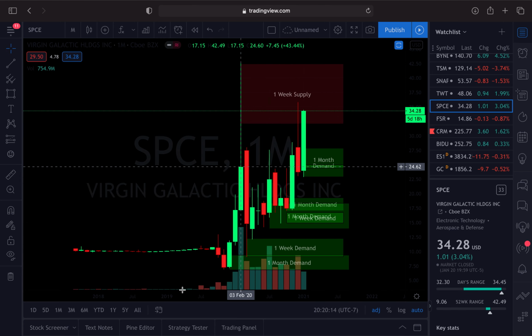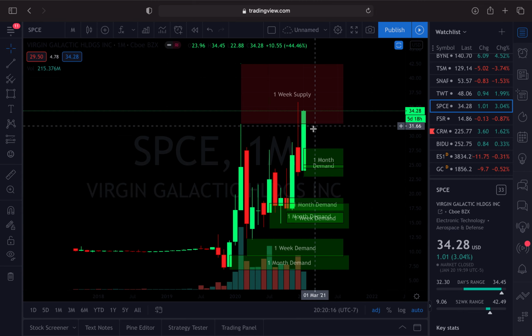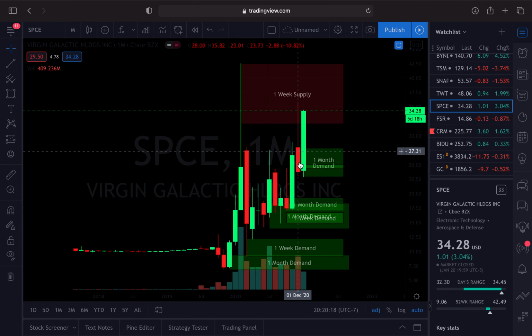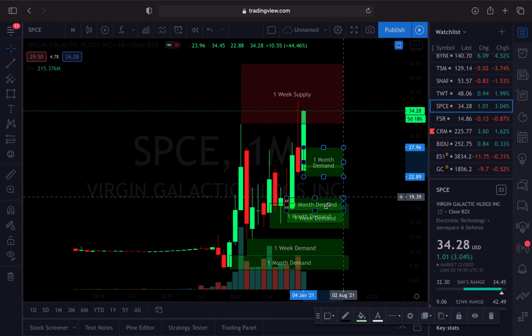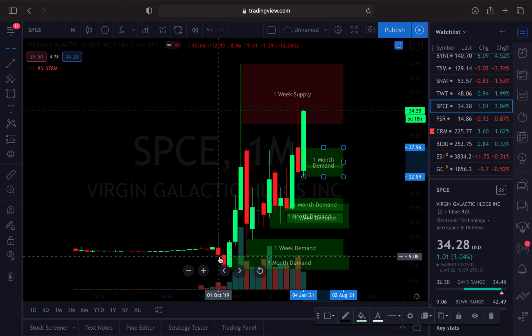So I'm working right to left, and I'm looking at the candles. Boom. Monthly demand. I need to raise that up. You want to get your demand zones as accurate as possible. I'm not on magnet mode because I'm not trying to lag. Here's another one right here. Another monthly demand zone right here where it perfectly bounced.